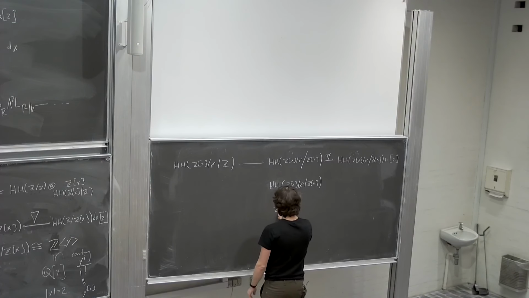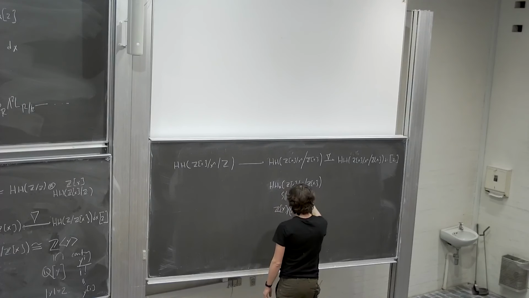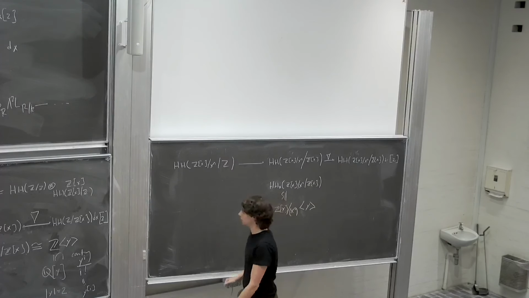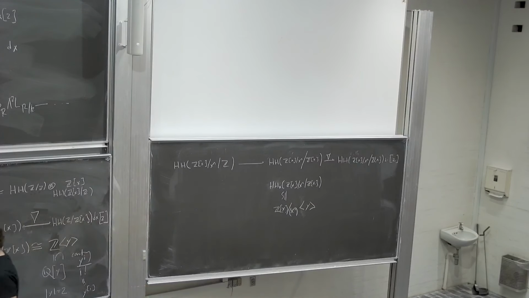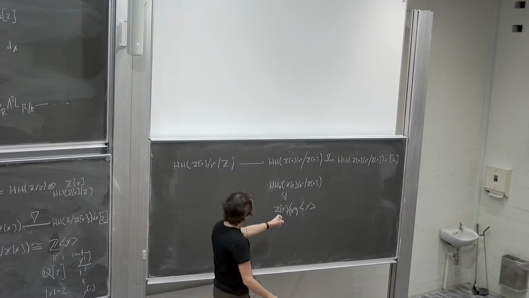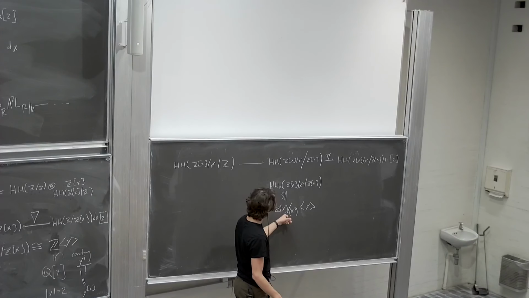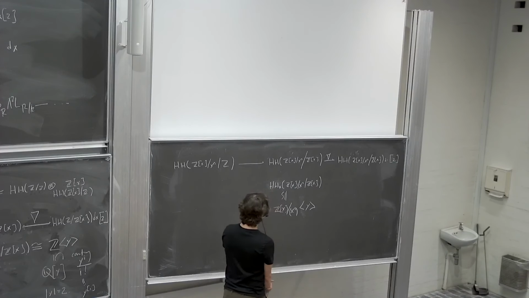This is Z adjoin x mod x to the n, and then adjoin a divided power variable y. And it's exactly the exact same computation. The cotangent complex is once again just going to be a single shift of this ring R.